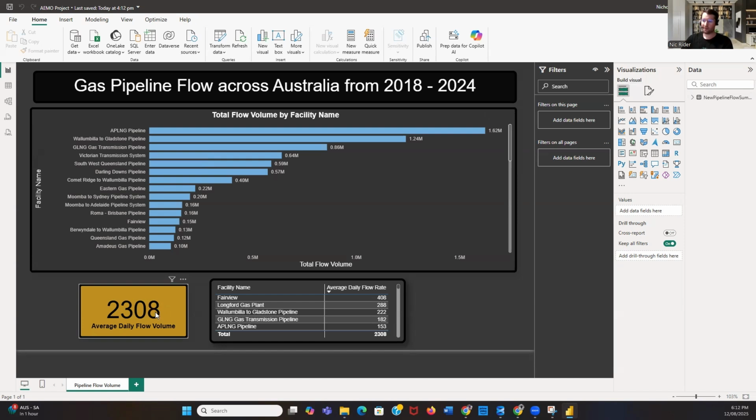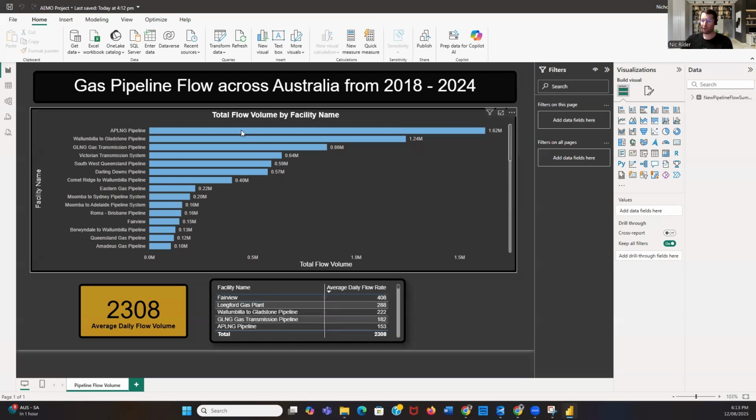Down here, I've got this for the average daily flow volume. If I look down here, this just matches exactly what I just had in my SQL server before. Fairview, average daily flow rate 408, Longford Gas 288, Wallumbilla to Gladstone 222, GLNG gas transmission pipeline 182, APLNG 153. Okay, and I can go back down here and have a look at some of the smaller players and so forth.